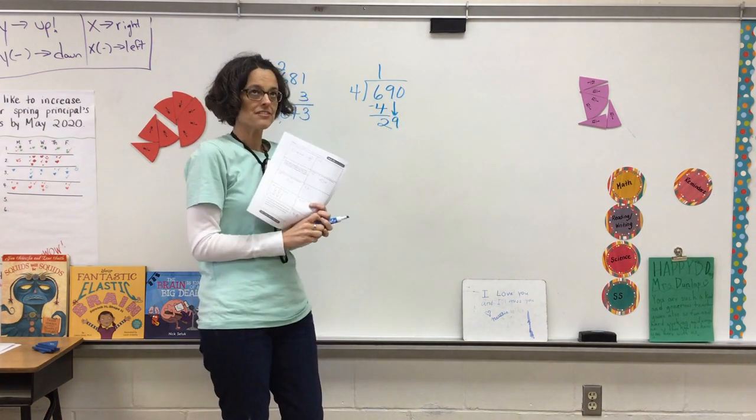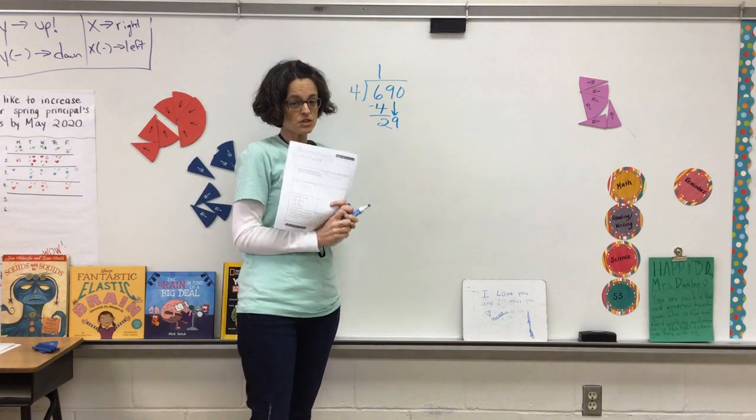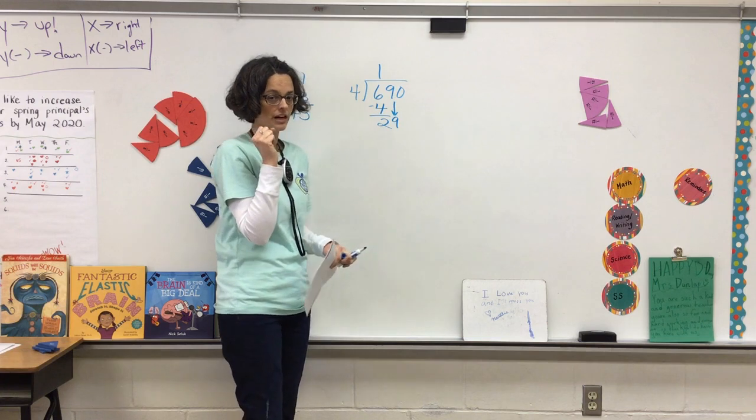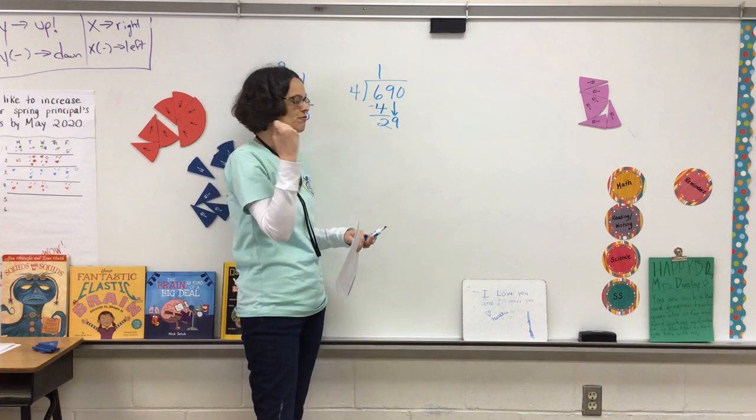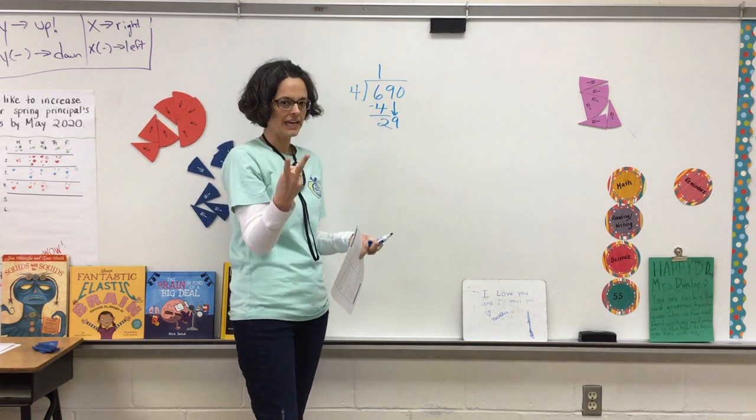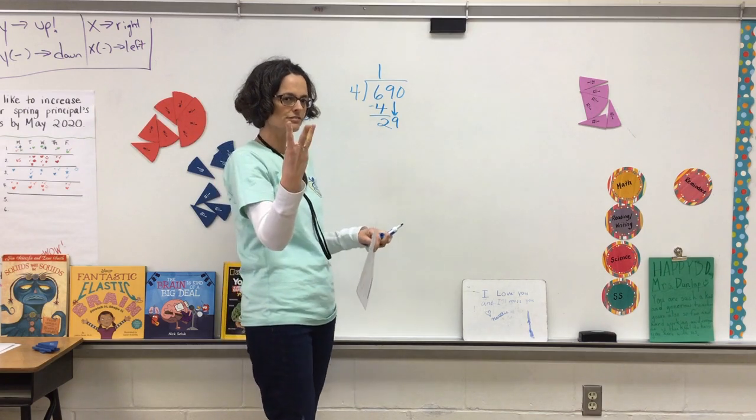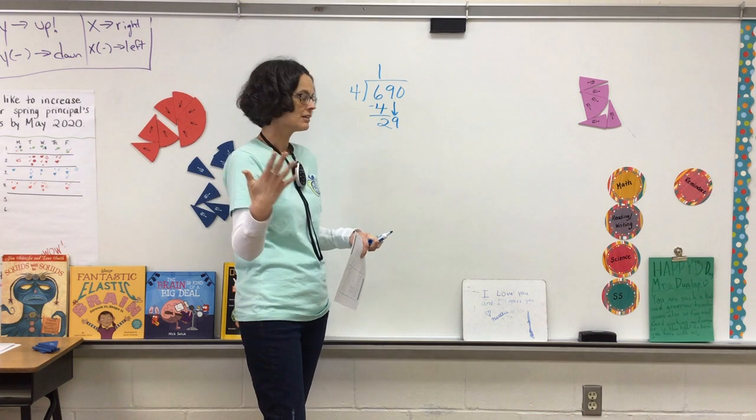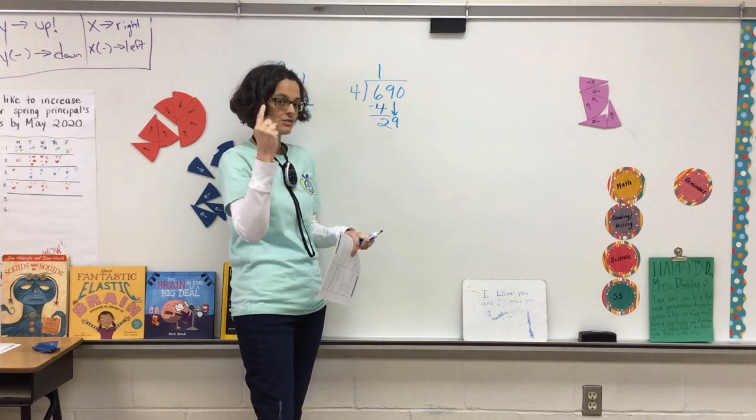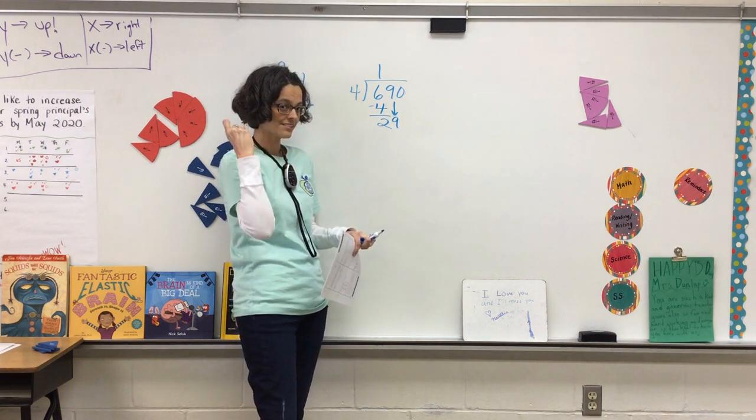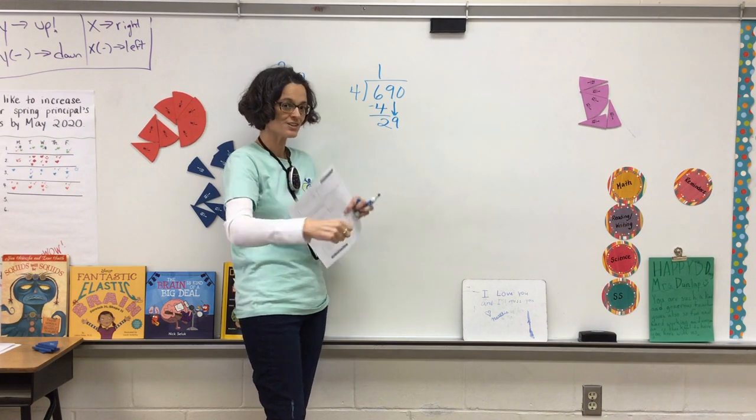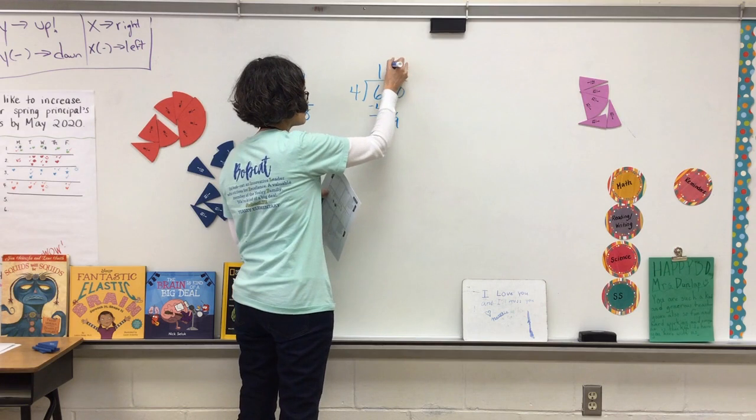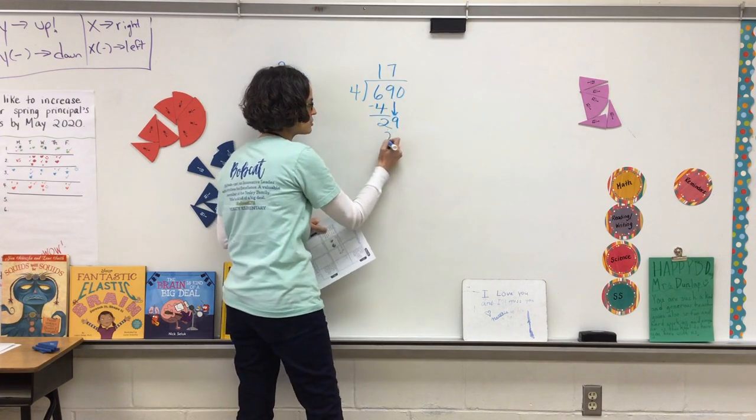All right, so now I have to count by 4s. I have to get my multiples of 4 to see how close I can get to 29 without going over. All right, so count with me. Ready? 4, 8, 12, 16, 20, 24, 28. How close did I get? We got 28. It's pretty close, and we counted 7 times. So 7 times 4 is 28.